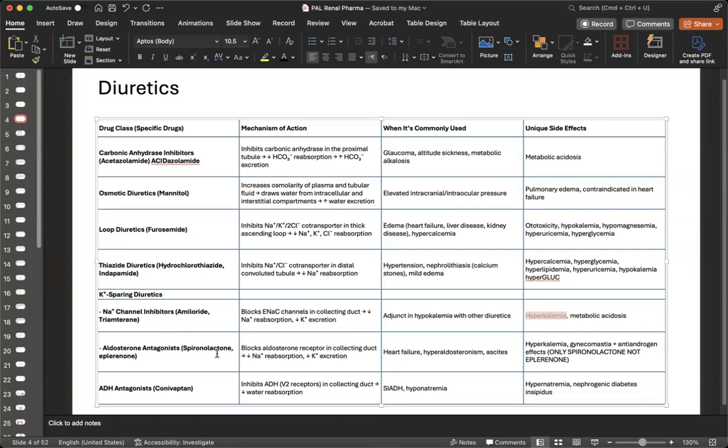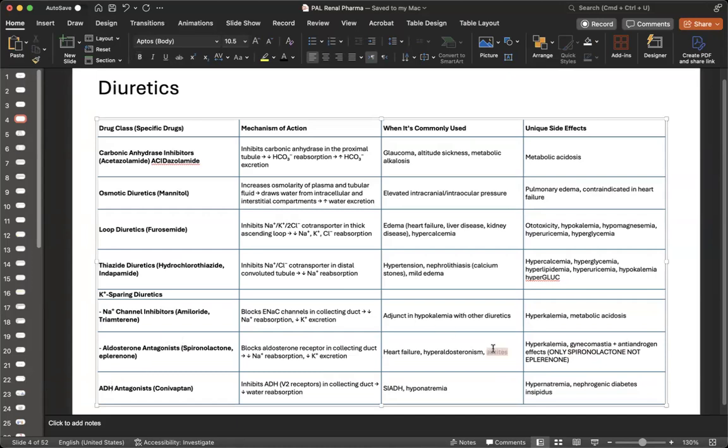Now, another unique side effect is with spironolactone. Spironolactone has some anti-androgen effects. So what could that lead to? Gynecomastia, which is enlargement of the nipples and the tissue around it, mainly in men. It can also lead to erectile dysfunction, decreased libido, etc. But that's only for spironolactone. So if you don't want that to happen, you can give eplerenone instead. Eplerenone will not cause these anti-androgen effects. So spironolactone causes anti-androgen effects. Eplerenone does not.